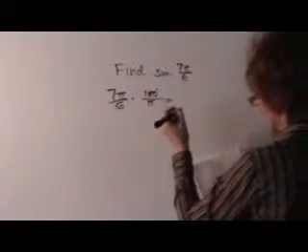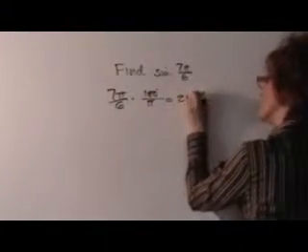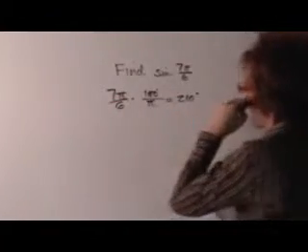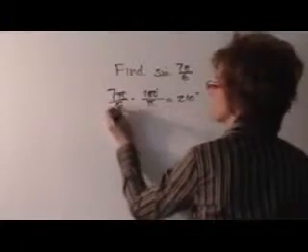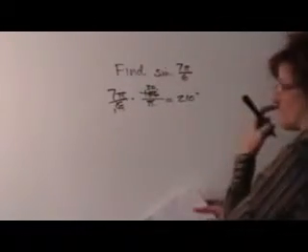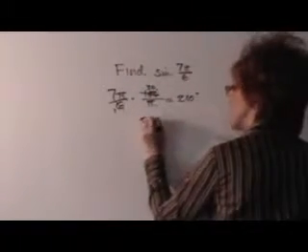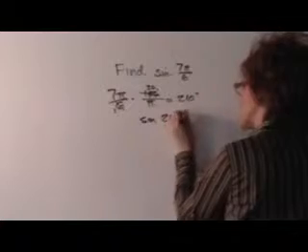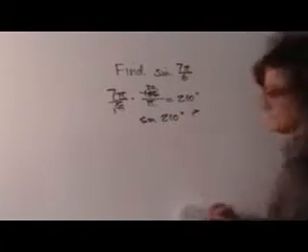Okay, that changes back into 210 degrees after I do my canceling. 6 goes in there 1 time, 6 goes in there 30 times, 7 times 30 is 210. That means this question is actually asking, what is the sine of 210 degrees? That's the question.